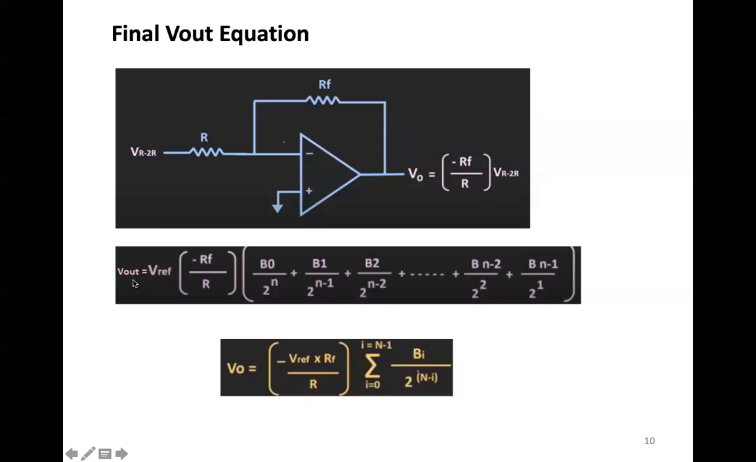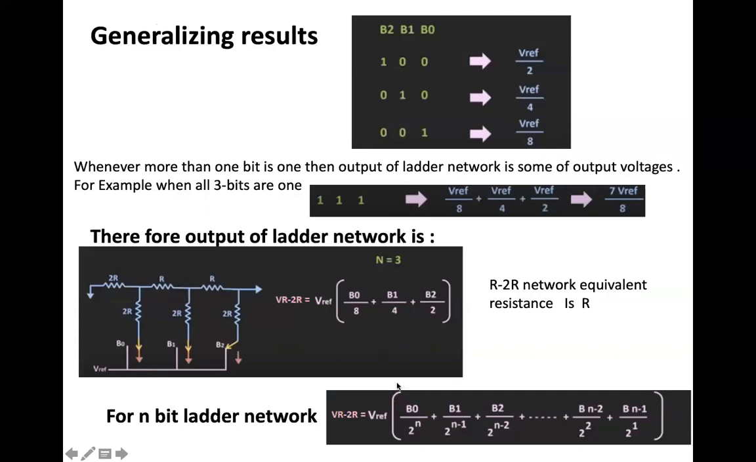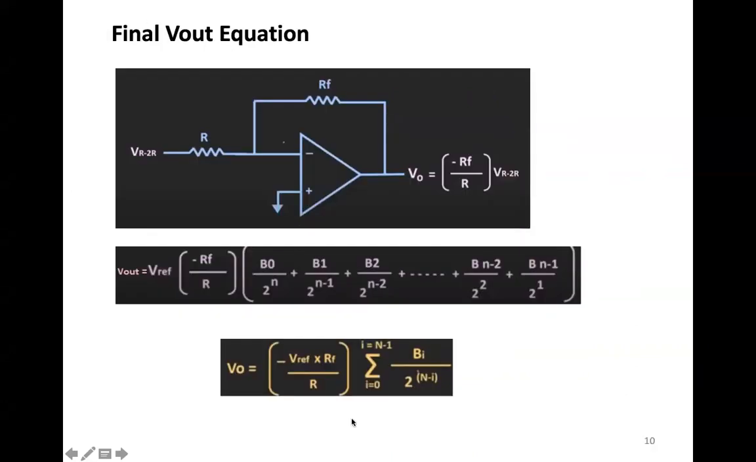So what is my output? My output is nothing but V reference into the gain and the whole set of values that we looked into, right? So this is nothing but VR2R. Instead of VR2R, I'm using this equation, and minus RF by R is coming here. Fine.